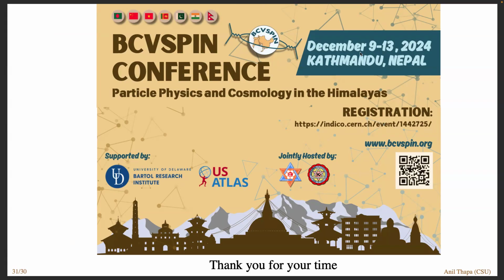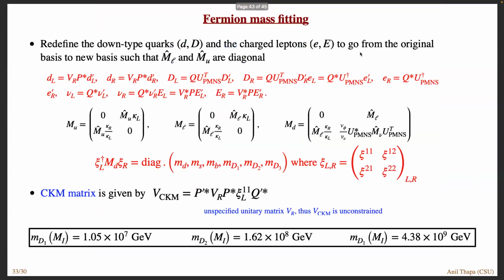So what would happen to the CKM? Very good. I have a better slide for that. Here. Of course I didn't go to all the details. So it turns out that we have three parameters in this VR. Whenever you do a fit, you have a three parameter VR, which is an unspecified unitary matrix that you can choose so that the CKM becomes right. And the CKM phase, yeah, you can definitely do that.